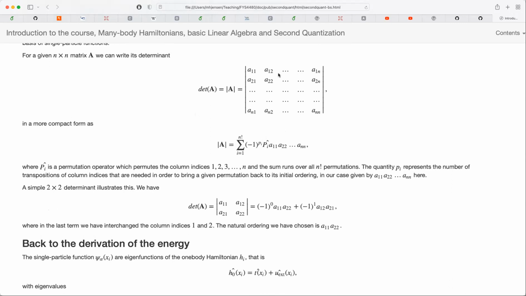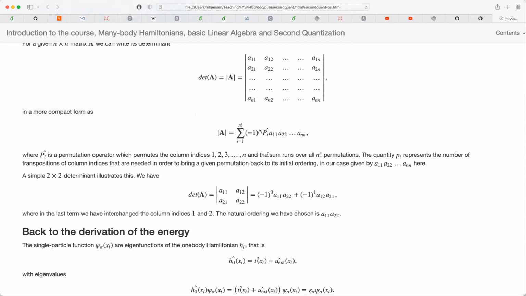So this equation which you see here can actually be rewritten in a more compact form like this, in order to convince you about that specific formula, because we're going to use that one. You can see that if you look at a 2x2 determinant, you have this case with 0 permutations. That's the first part in this sum here. And then since you have only 2, you can only permute once, right?